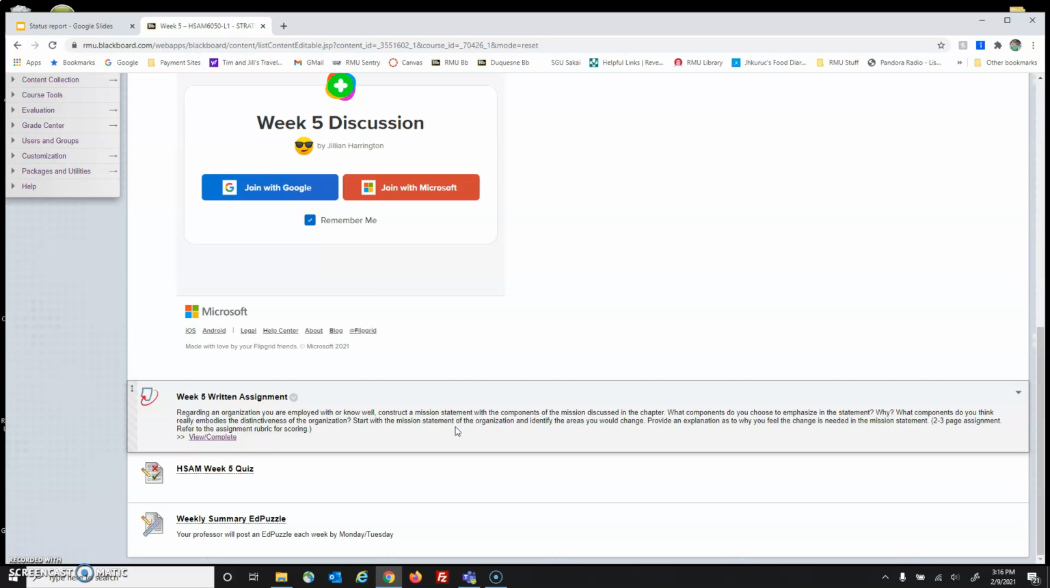I always really like reading this particular assignment, the week 5 assignment, because it gives me an idea of what people are thinking. What do they expect in their organizations, and do they feel that the mission reflects that? We can see some really great mission statements, and we can see some really terrible mission statements. So it's interesting to look at those types of things.